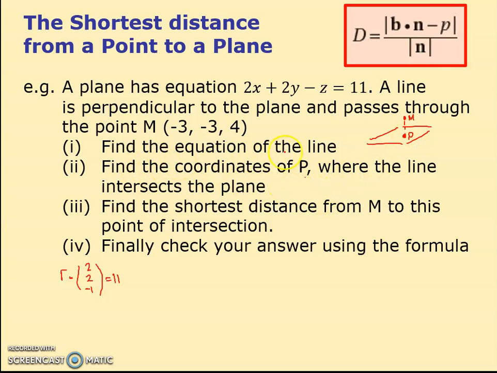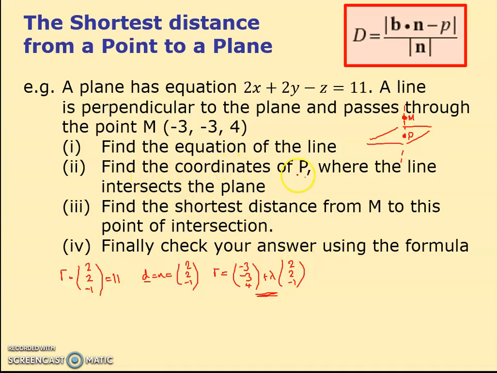So find the equation of the line. Well, presumably they mean this line here all the way through. Now to get that, I need the direction of that line. The great thing is the direction is the normal, so that's equal to (2, 2, -1). And then I just want a point on the line. Well, I've got a point on the line, it's M. So r equals (-3, 4) plus lambda times the direction (2, 2, -1). So that's the first bit done.